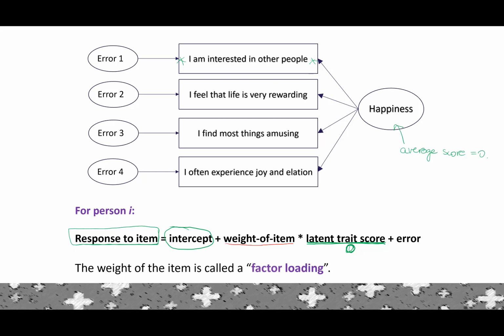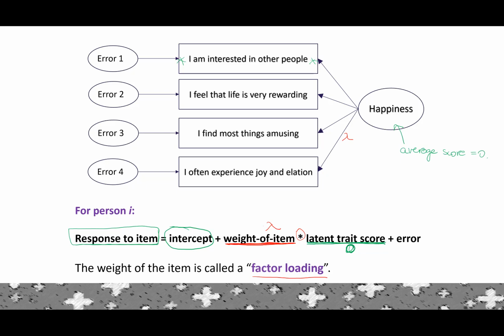What about this? Why do we need a weight of item thing to qualify the effect of the latent trait score? How do you think this matches up with what we know from regression? Right, so the weight of the item is kind of like the slope in a linear regression, what we knew as the beta coefficient when we had standardized results. In the case of factor analysis, we usually depict this with the symbol lambda, and we call it a factor loading. So these paths would be labeled lambda.